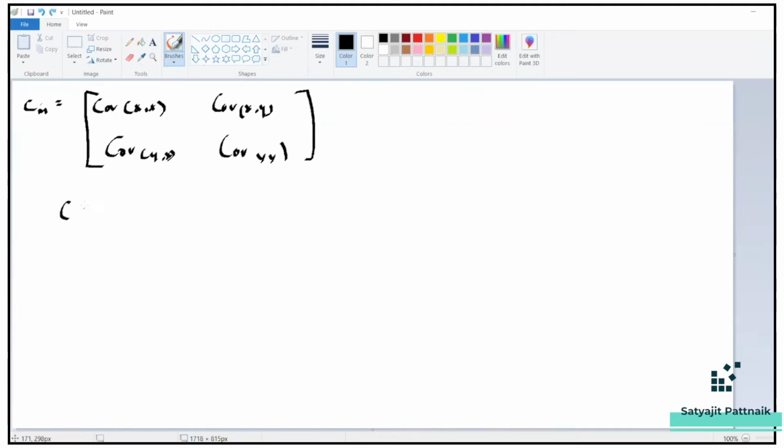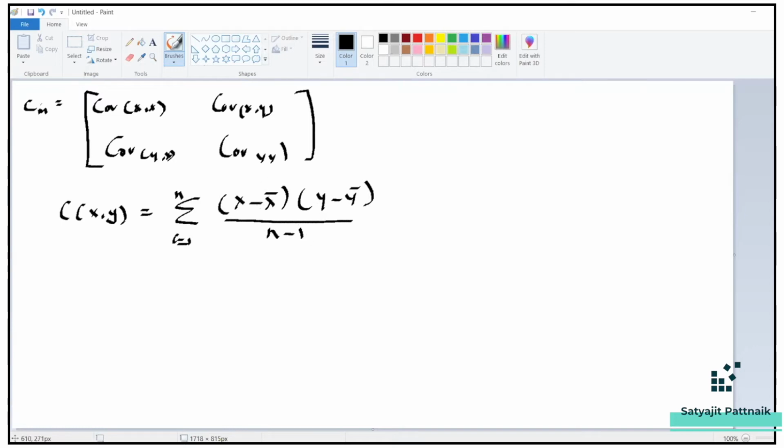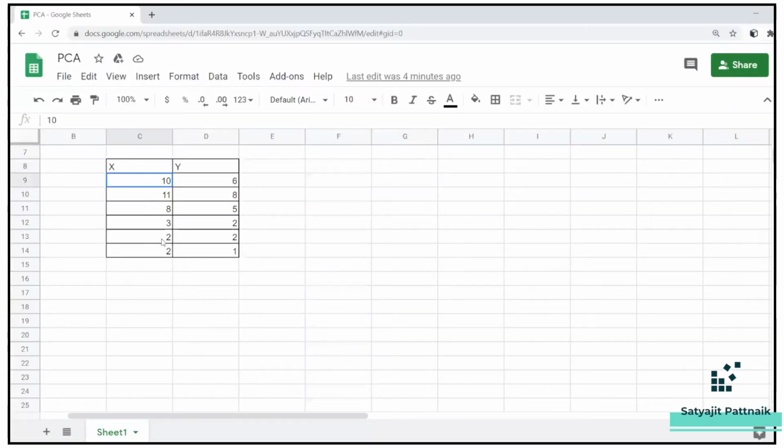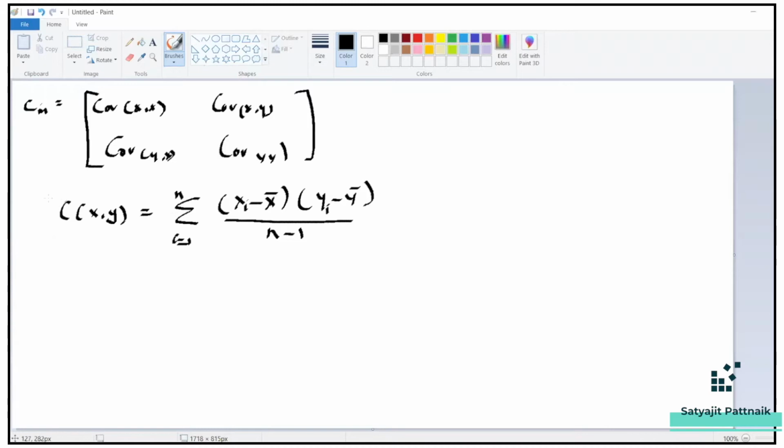Covariance, let's consider covariance of X and Y is equal to the summation of i equals 1 to n of (x minus x dash) into (y minus y dash), divided by n minus 1. Now what is my x? You can call it xi and yi. X and y are my variables xi and yi. And this is our covariance formula.